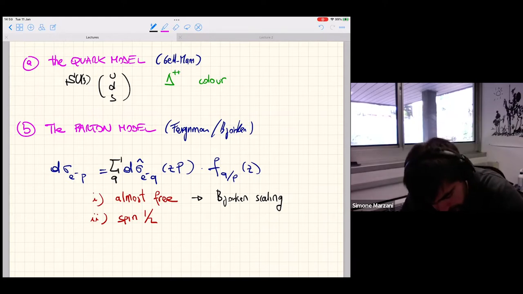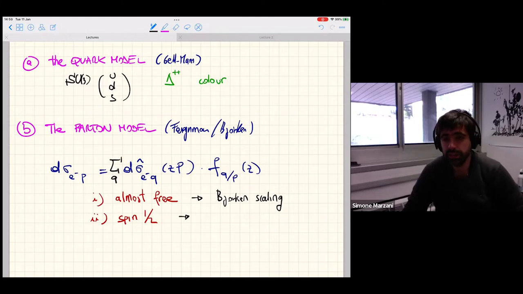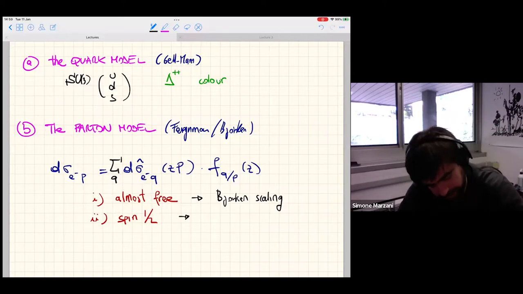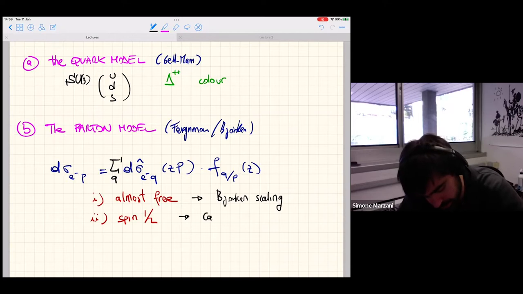There was a question yesterday about spin one half. In the parton model for deep inelastic scattering, it is the spin one half partons that interact. This was necessary to explain the Callan-Gross relation.